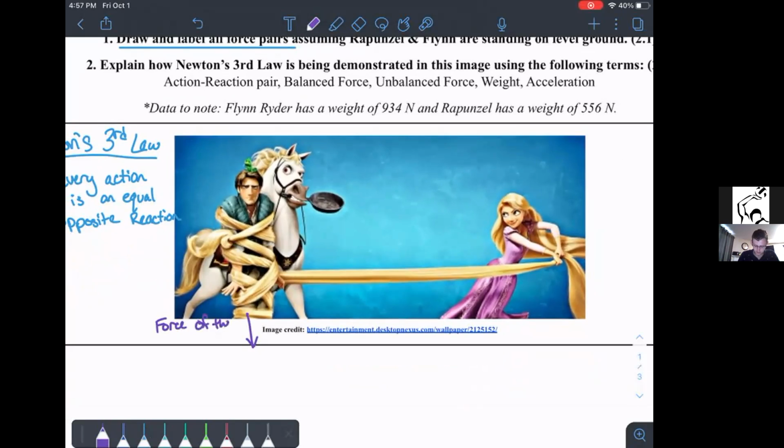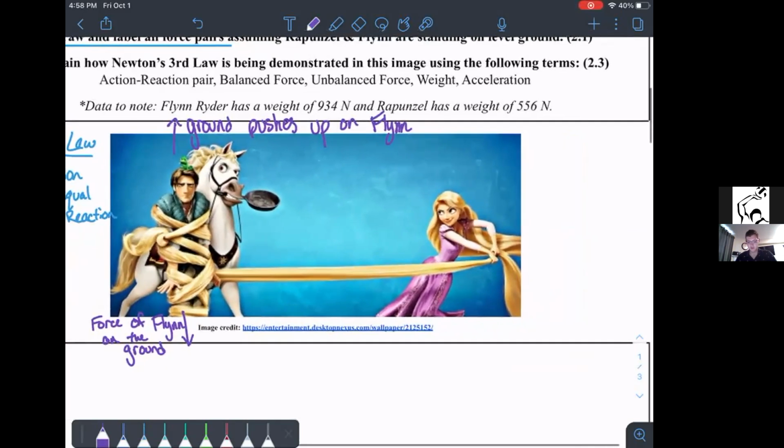of Flynn on the ground, which means that the ground pushes up on Flynn. So it's only talking about Flynn and the fact that he's pushing on the ground. That means the ground has to push back up on him, which is perfect because it helps us out with Rapunzel doing the same thing.